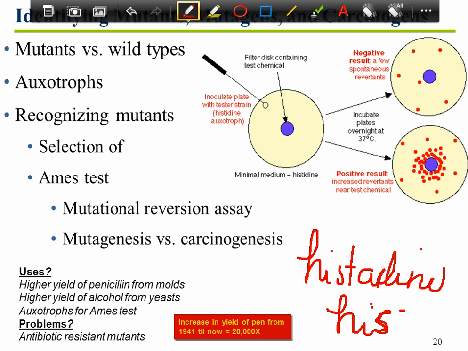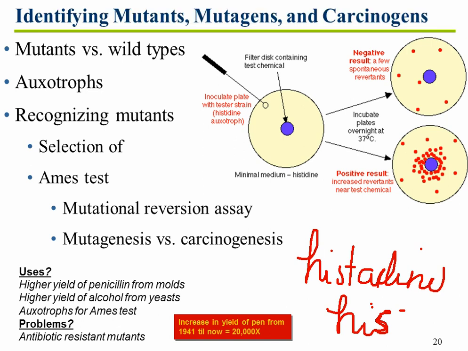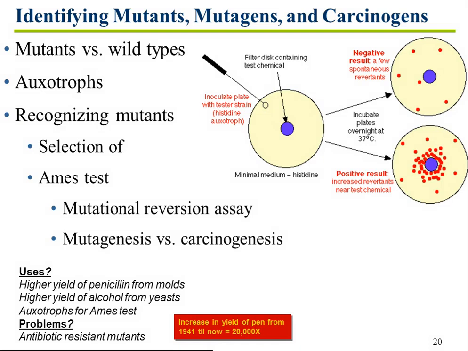It's called an auxotroph. An auxotroph is a metabolically deficient mutant, because you can have lots of different mutants. You can have mutants that make more alcohol. You can have mutants that make antibiotics. Okay, so we are going to use for this test an auxotroph that is lacking the ability to make histidine. If it's not provided histidine in the media, it can't grow. If histidine is put in the media, it will grow.